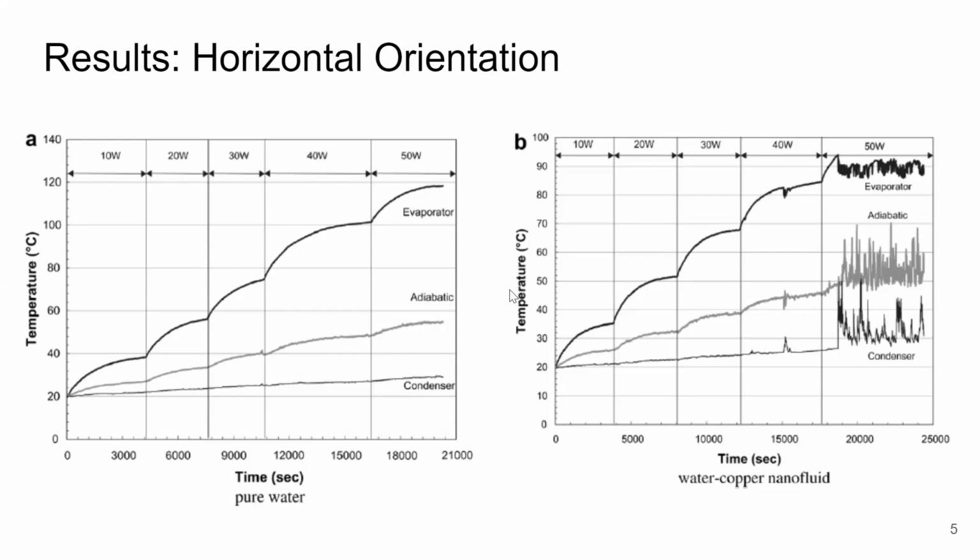When comparing the average temperature of the fluids in the evaporation section, the water copper nanofluid has a mean temperature of 90 degrees Celsius, while the pure water has a mean temp of 118 degrees Celsius. An improved thermal performance would be expected for the water copper nanofluid given the lower evaporation temperature.